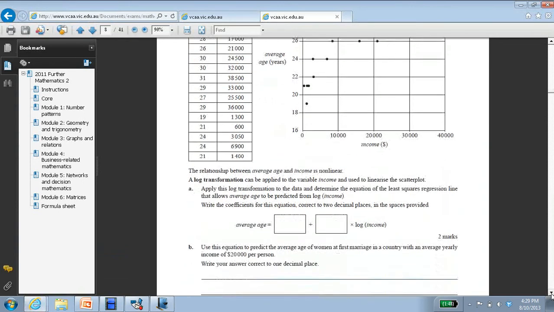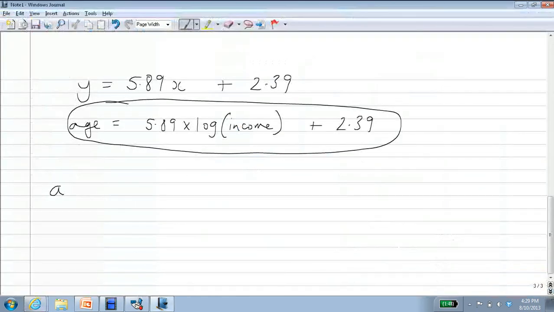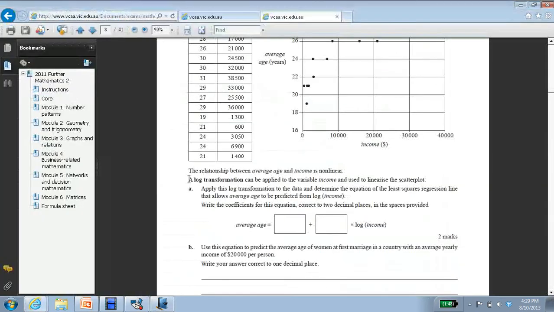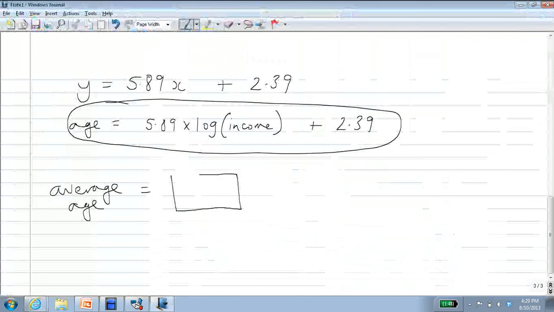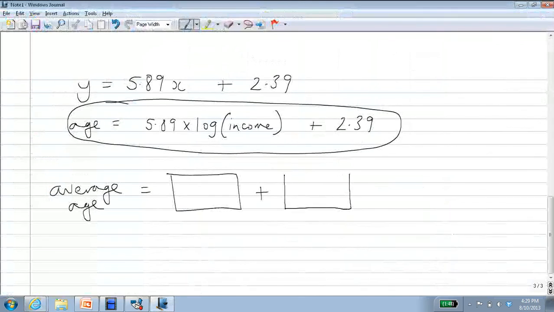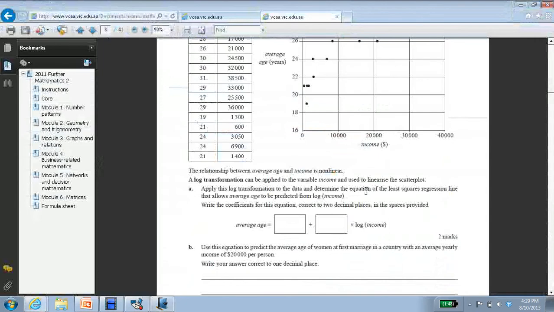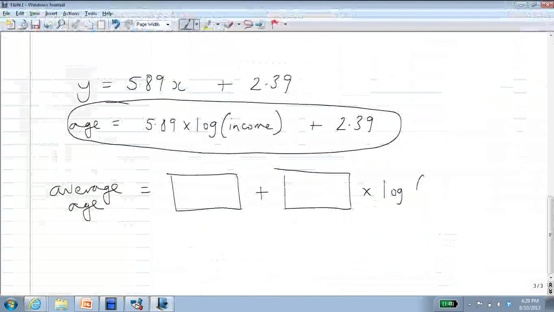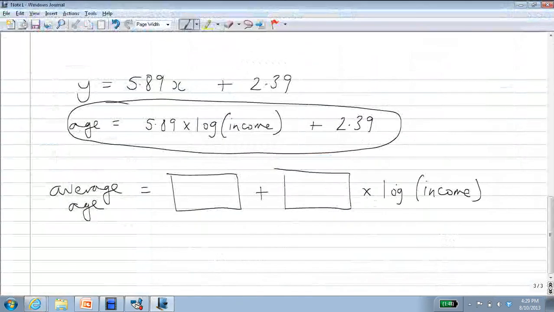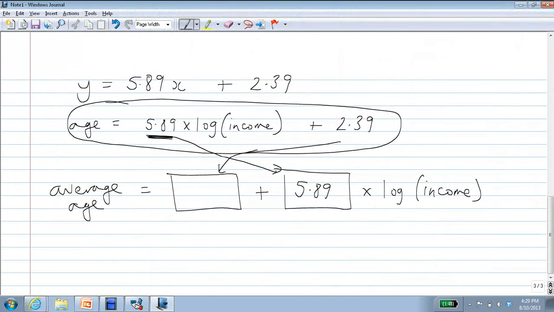So they've got average age first. So they've written it something like this: average age, and then they've got a box plus another box times log of income. So we need to read this carefully. The 5.89 is what's getting times by the log of income, so that's going to go here. And the 2.39 is the number by itself, and that's going to go here.